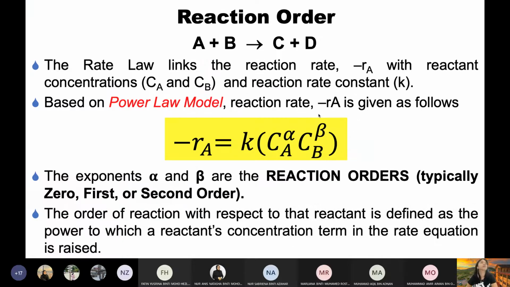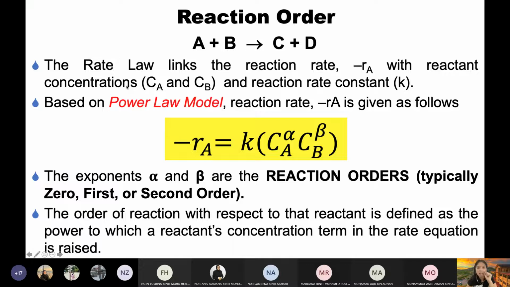First of all, this is what we call finding minus rA. Earlier we said finding minus rA. We do it based on what we call the rate law. So the rate also has its law. Whether I talk about the rate law or anything else, what we actually want is to find minus rA, because without minus rA, we cannot find the volume. So the rate law links the reaction rate, minus rA, with reactant concentration.